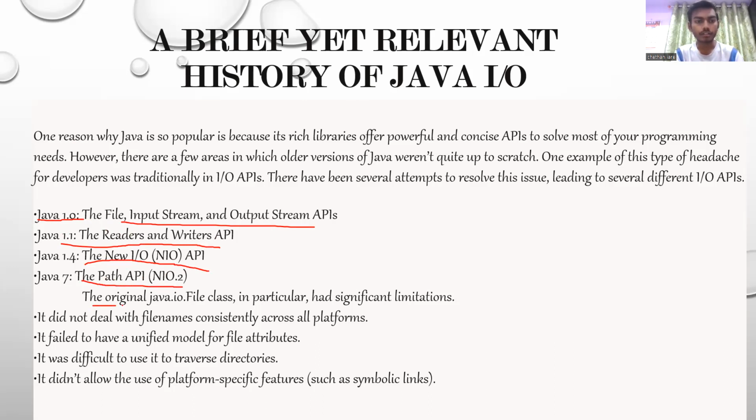Next, the original Java IO files, the java.io.File class in particular, had several significant limitations. First, it did not deal with file names consistently across all platforms. Second, it failed to have a unified model for file attributes. Third, it was difficult to use to traverse directories. And fourth, it didn't allow the use of platform specific features such as symbolic links.